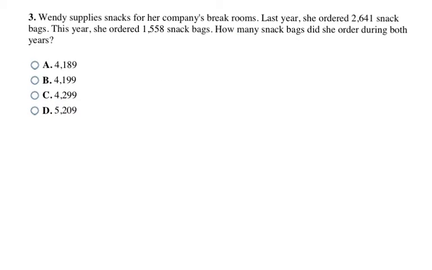My next problem here says Wendy supplies snacks for her company's break rooms. Last year she ordered 2,641 snack bags. This year she ordered 1,558 snack bags. How many snack bags did she order during both years? So both years here is the same as saying all together. And those are keywords that tell me that I'm going to add these two numbers. So I'm going to go ahead and line up these two numbers vertically, keeping all the place values straight.